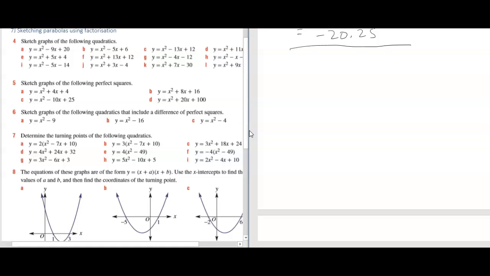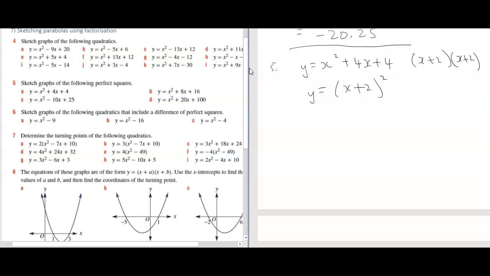All right, so question 5. Sketch graphs of the following perfect squares. So perfect square just means it's going to be x plus 2 squared. So two numbers when multiplied give you 4 and when added give you 4x. So that's going to be x plus 2, x plus 2.